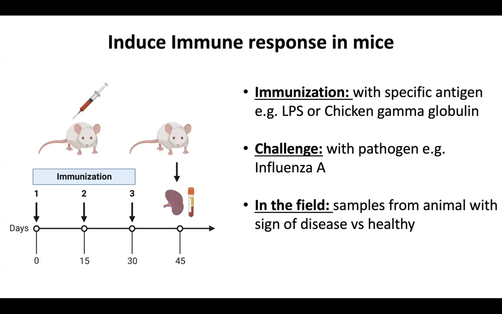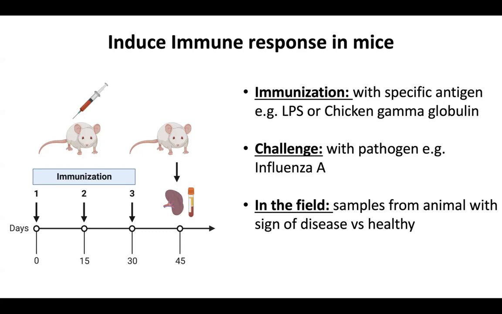So to really understand the immune system in a model organism like mice, you first have to induce that immune response, and you can do that in two different ways. You either use a specific antigen, so it's just specific molecules that induce the immune response, not necessarily the actual pathogen or microbe itself. An example of this are lipopolysaccharide molecules from bacteria, or a protein from a different species, such as chicken gamma globulin. When you put that in mice, they will elicit an immune response, because the mouse immune system will recognize that as foreign molecules.